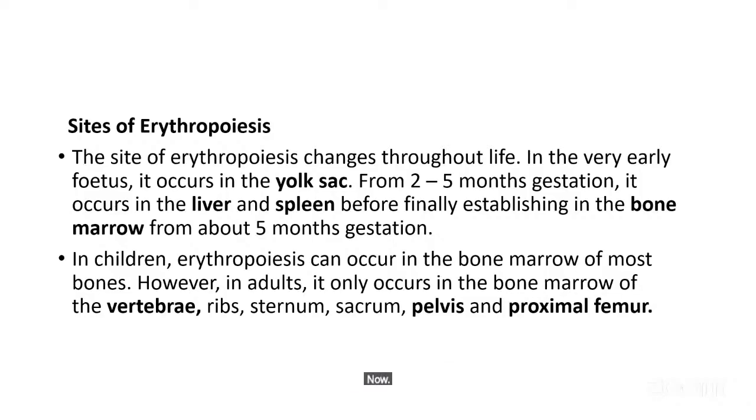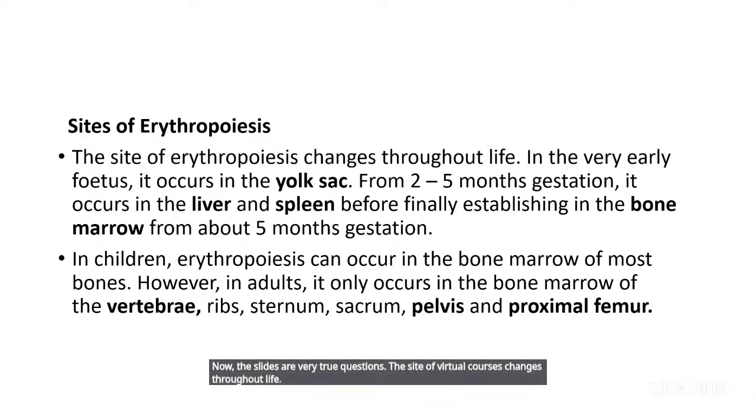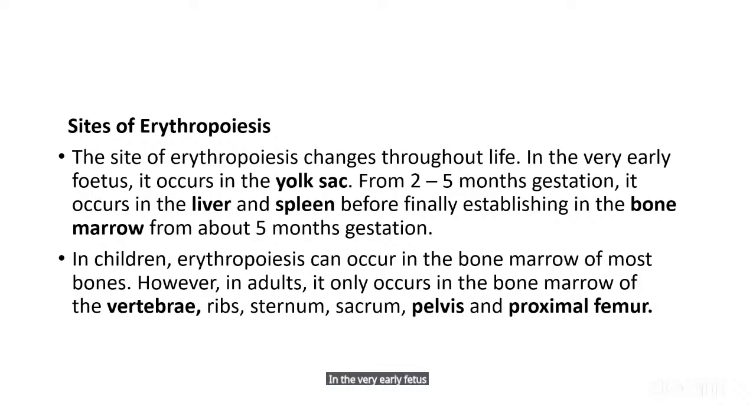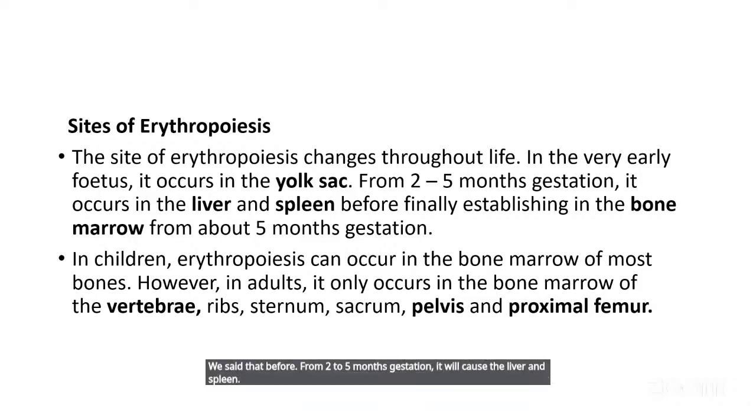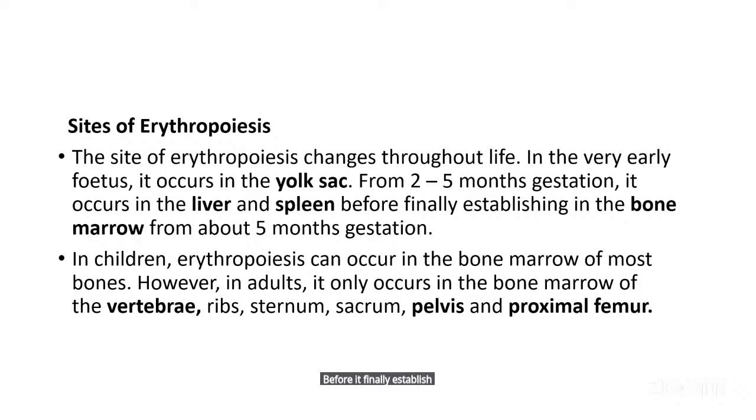Now, the site of erythropoiesis. The site of erythropoiesis changes throughout life. In the very early fetus, it occurs in the yolk sac. We said that before. From 2 to 5 months gestation, it occurs in the liver and spleen before it finally establishes itself in the bone marrow from about 5 months of gestation.